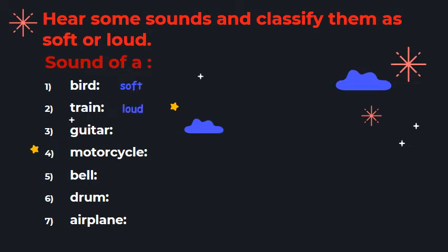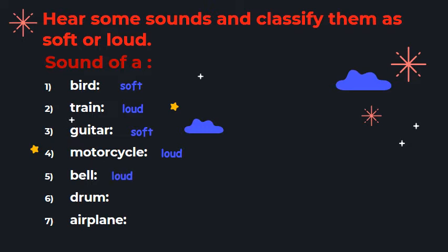The sound of a guitar. What do you think? Is it soft or loud? It's soft. And many people enjoy listening to the music or to the sounds of the guitar. Motorcycle. Is it soft or loud? It's loud. The bell. When the bell rings, it's time for another period or another class, or it's time for break time. So it's loud.